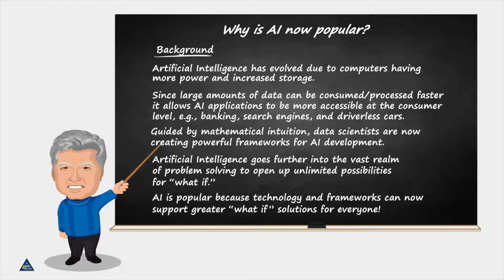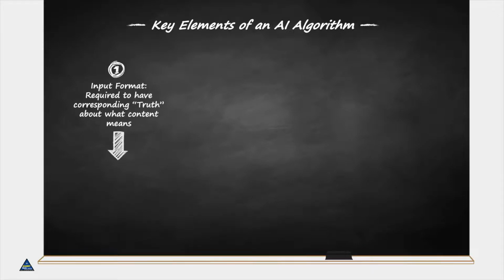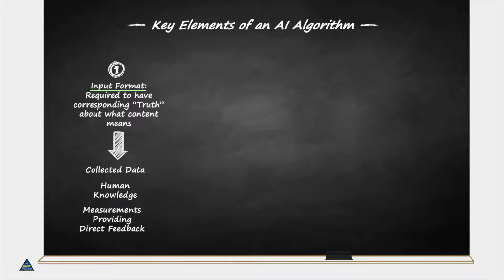Now that we've finished the basics, let's get into the elements of an AI algorithm. So the first element that we're going to define is called an input format. The input format is based upon the data you collect. It represents human knowledge, maybe possibly measurements.